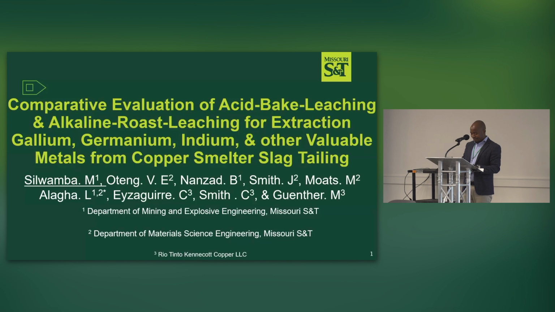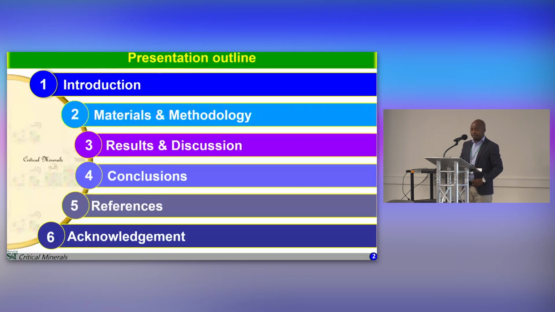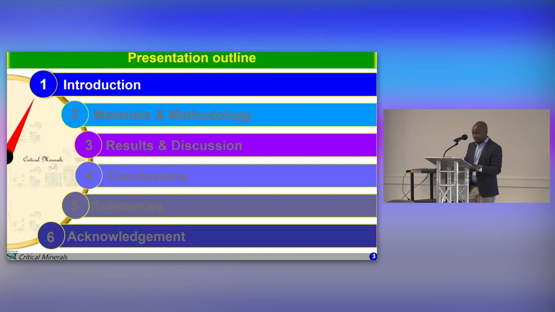So in this presentation, we are going to compare the two processes, the acid-bake leach process route and the sodium hydroxide roast leach route, for extraction of critical elements and valuable elements from smelter slag. Okay, so my presentation is divided into six sections. So let's start with the introduction.